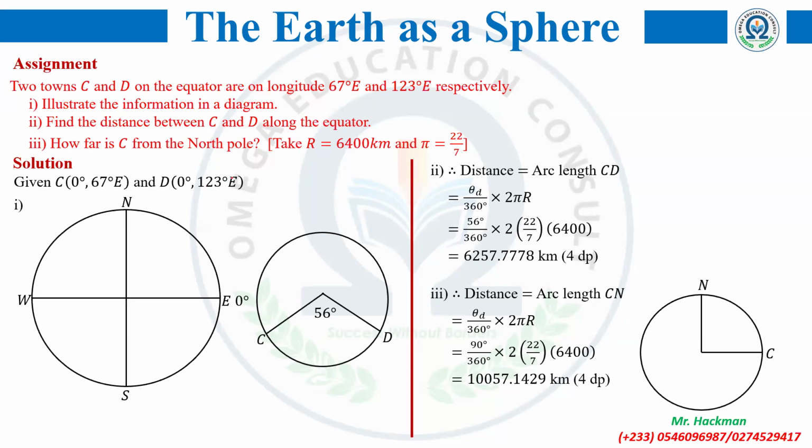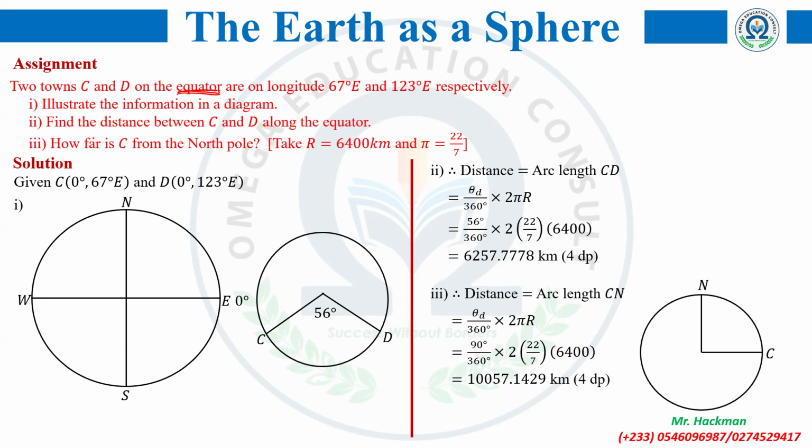Because I've gone through your submissions, I will address the concerns that came up in them as well. On the equator, they share a common latitude, and that's the equator. The longitude of C is 67 degrees east, and that of D is 123 degrees east. Now illustrate the information in a diagram. You have the various questions there, and as we go, I'll read them and we solve them together.